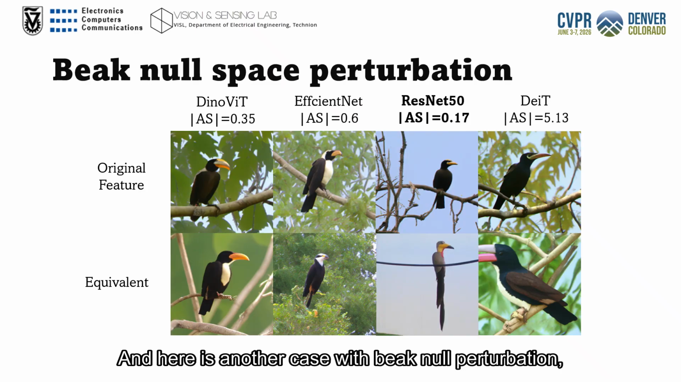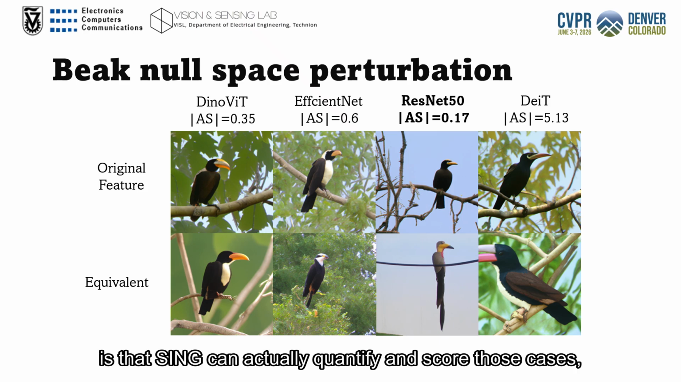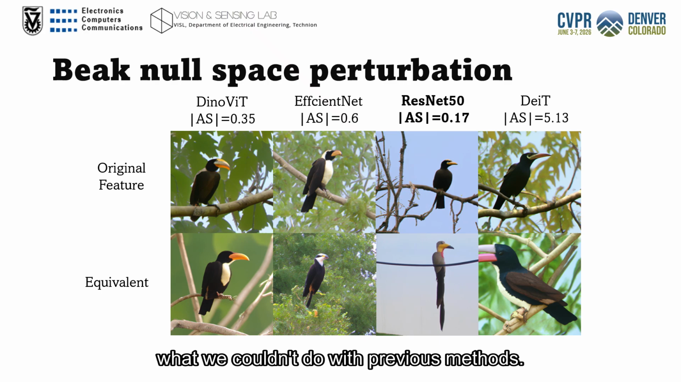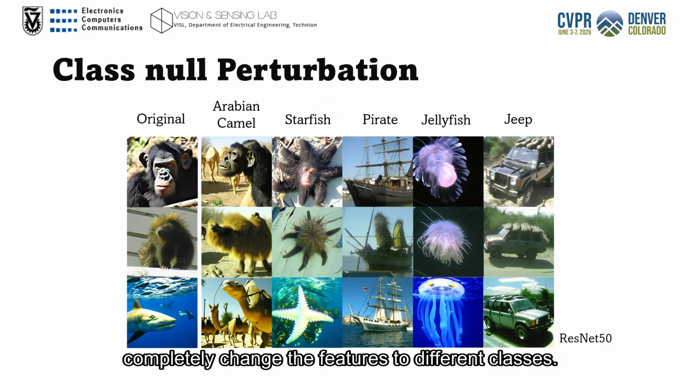And here is another case with a big null perturbation, where ResNet on the middle right column is more stable than DINO. What is important to note in all of those examples is that SING can actually quantify and score those cases, which we couldn't do with previous methods. In our final experiments, we saw that class perturbations can completely change the features to different classes. This can highlight vulnerabilities in vision classifiers and how the null space can be used to trick them.